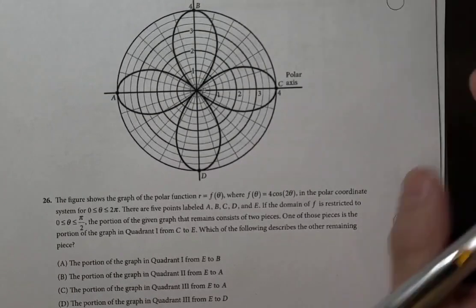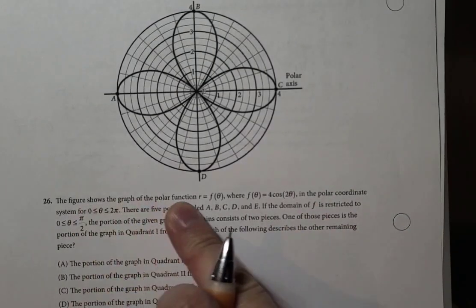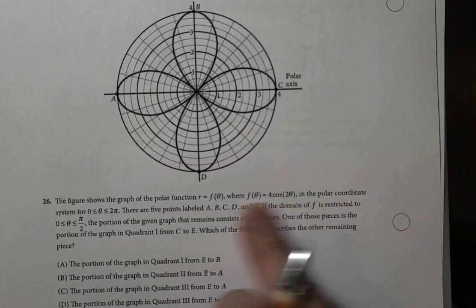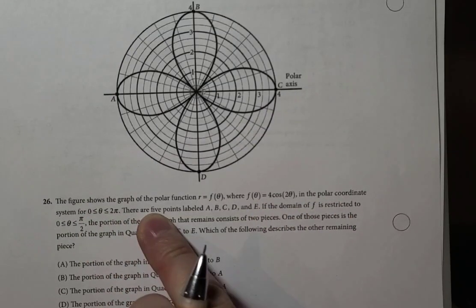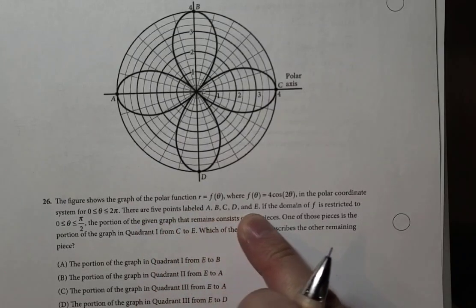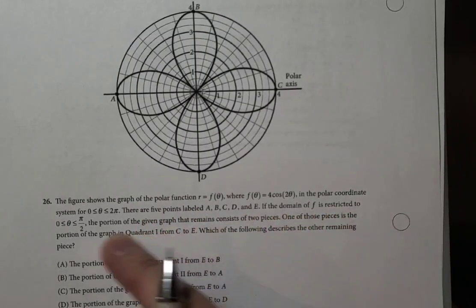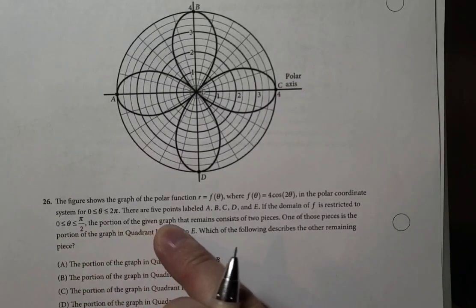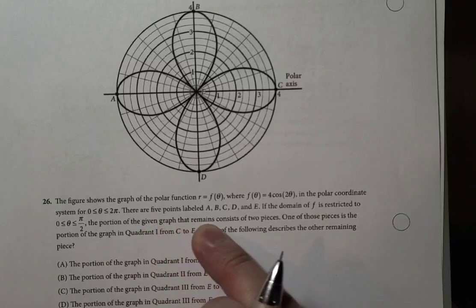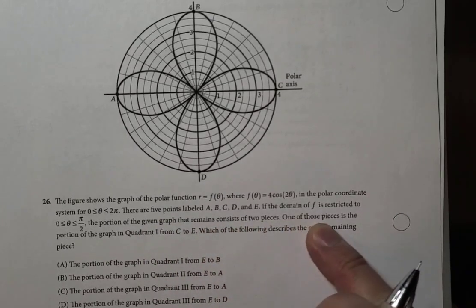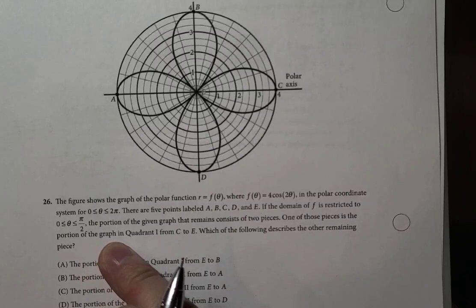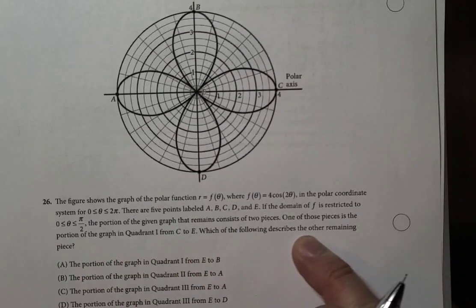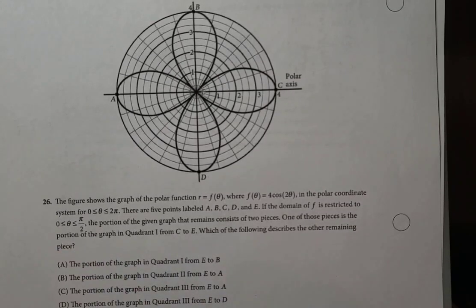Oh, there's a polar curve. Let's see. The figure shows the graph of the polar function r is f of theta, where f of theta is 4 cosine 2 theta in the polar coordinate system for theta between 0 and 2 pi. There are 5 points labeled as A, B, C, D, E. If the domain of f is restricted to theta between 0 and pi over 2, the portion of the given graph that remains consists of 2 pieces. One of those pieces is the portion of the graph in quadrant 1 from C to E. Which of the following describes the other remaining piece?